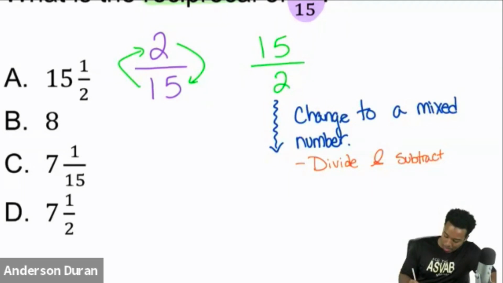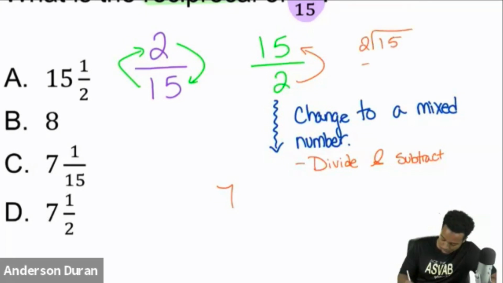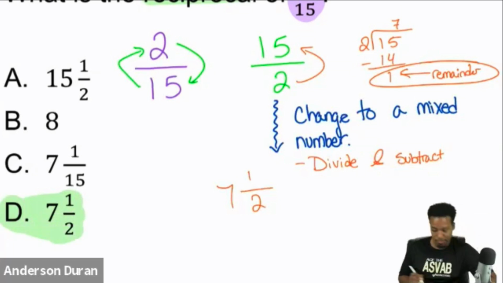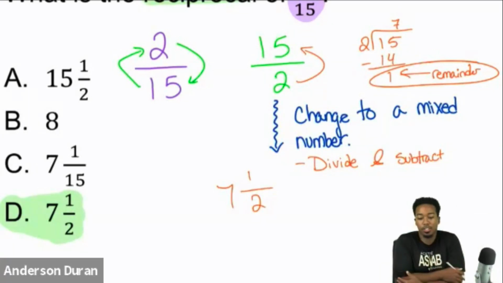Everybody, how many times does 2 go into 15? 7 times, with the remainder of what? That's right. Remainder of 1. That's my remainder right there. I'm going to take that 1, leave it up top, 7 and a half. My answer is D. And we're good.